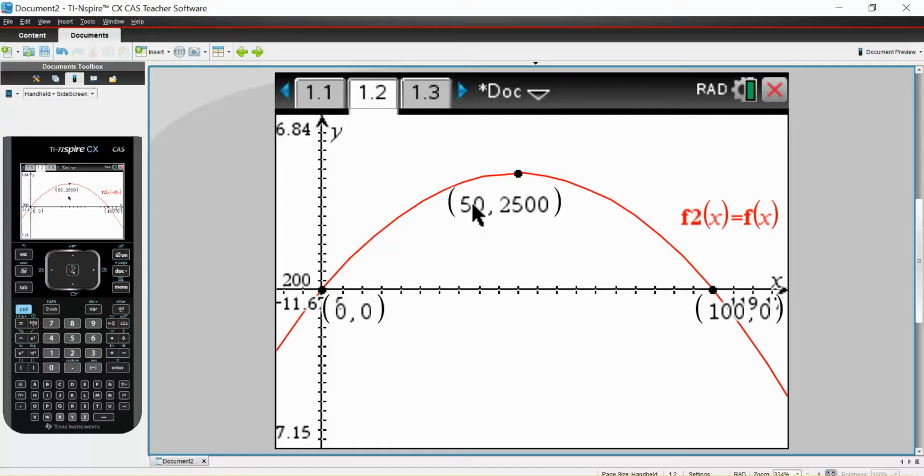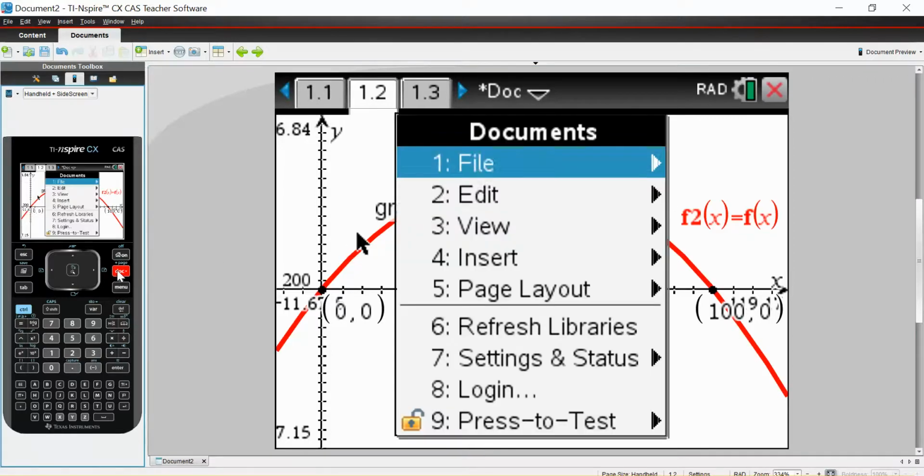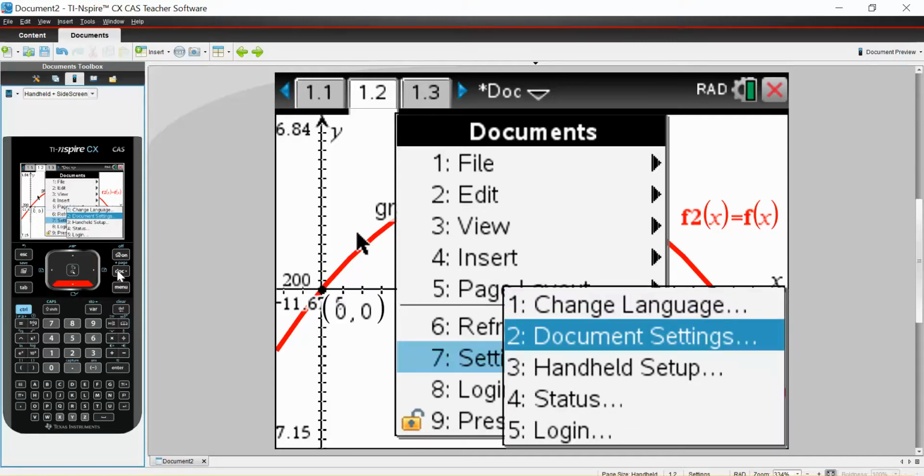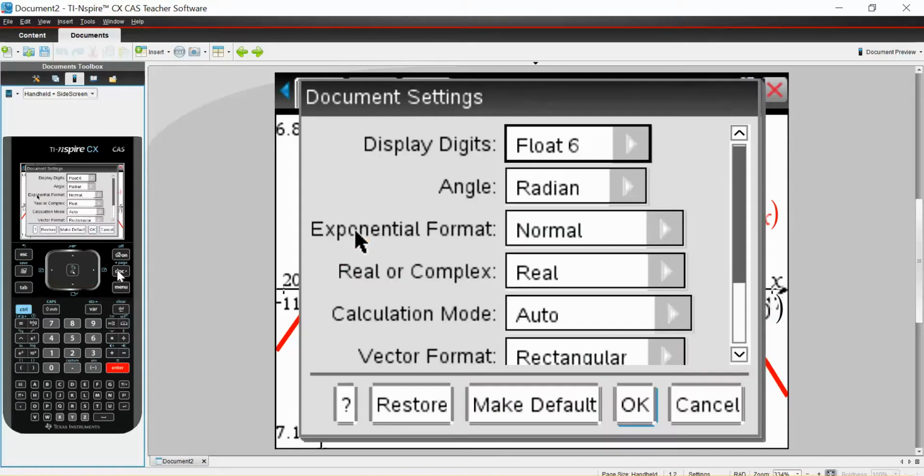Not this one. Don't confuse that with the document settings in menu 7. This is for your calculator. So if you went to menu 7.2, this is your calculator. So that 0.6 radian, all of this is your calculator. When you're calculating stuff, that's what it's doing. Okay? They're two different things. One's a graph setting, one's a calculator setting.